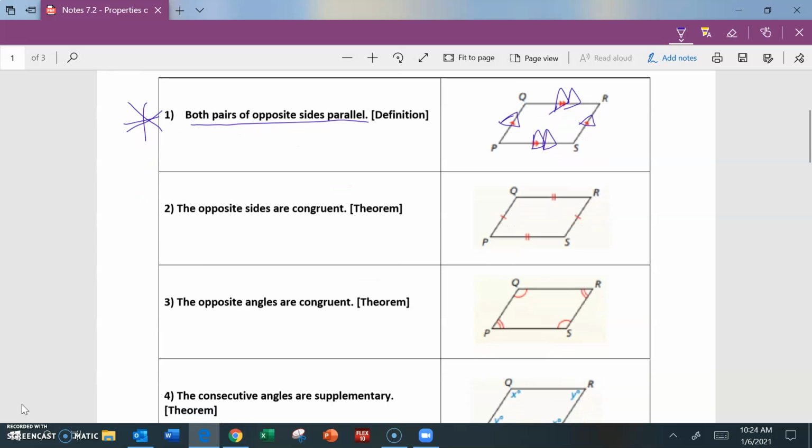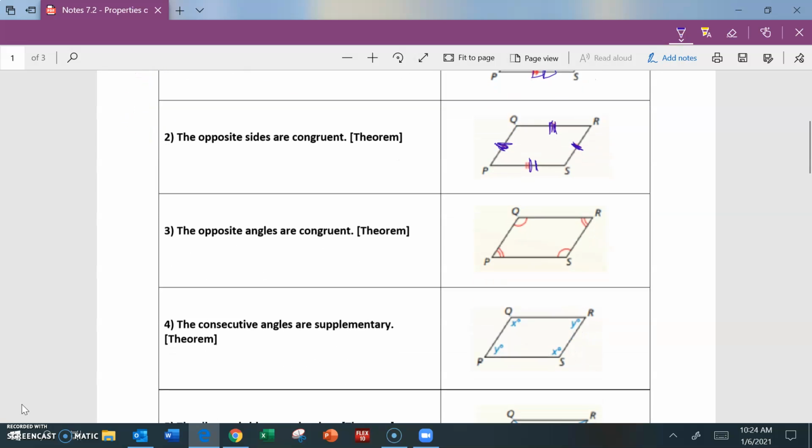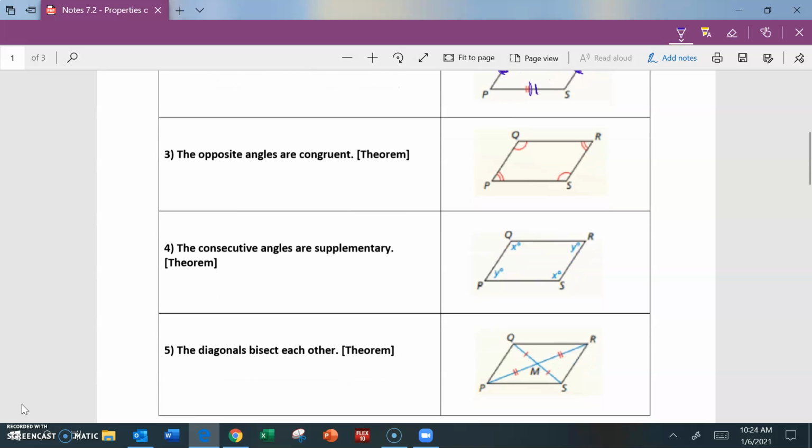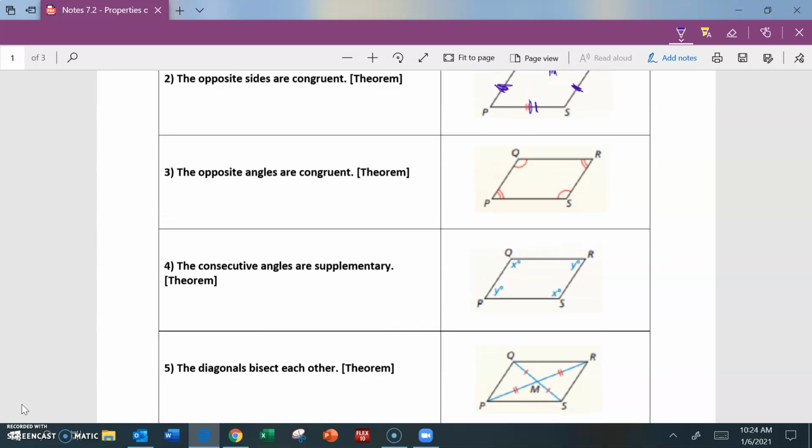As we move on to number 2, the opposite sides are congruent. So in this diagram, PQ is equal to SR and PS is equal to QR. A third thing that you probably remember about a parallelogram is that the opposite angles are congruent. So angle Q and angle S are equal, and angle P and angle R.